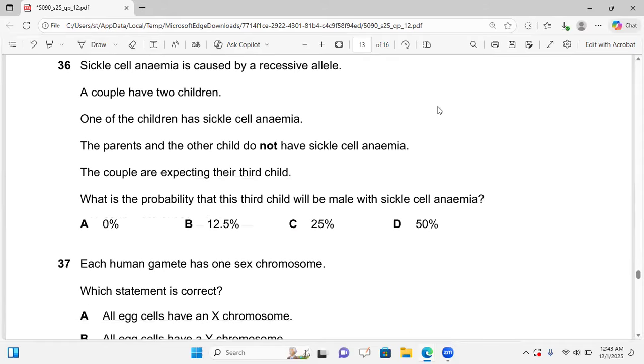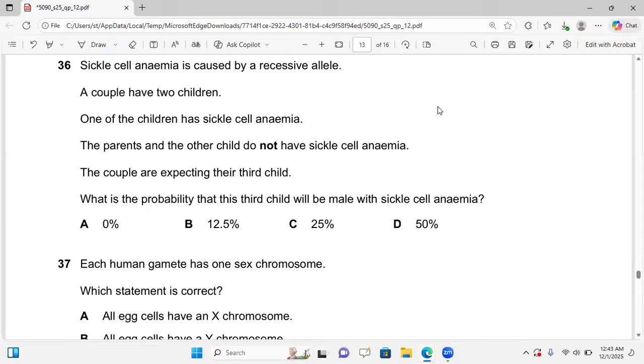Okay, he is saying sickle cell anemia is caused by a recessive allele. A couple have two children. One of the children has sickle cell anemia, and the parents of the other child don't have sickle cell anemia. And the couple is expecting their third child. What is the probability of their child being male with sickle cell anemia?